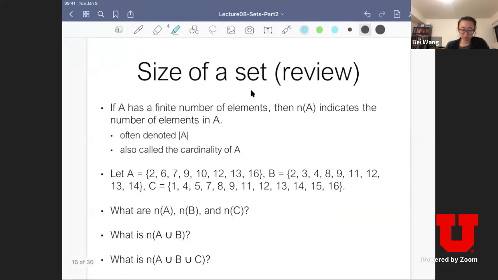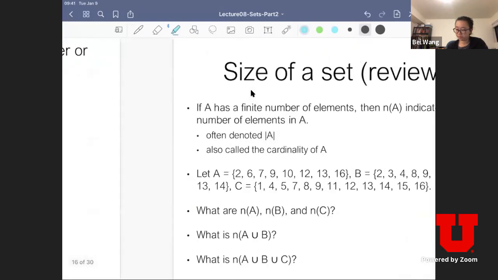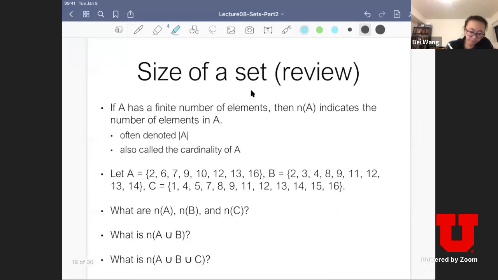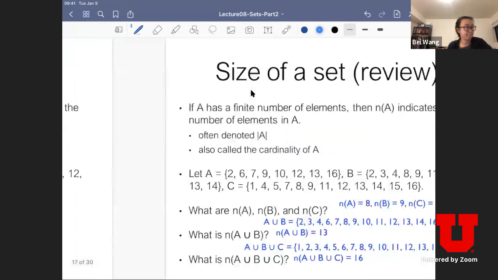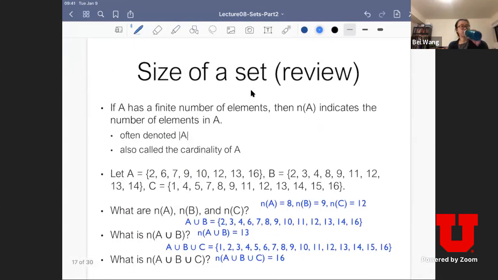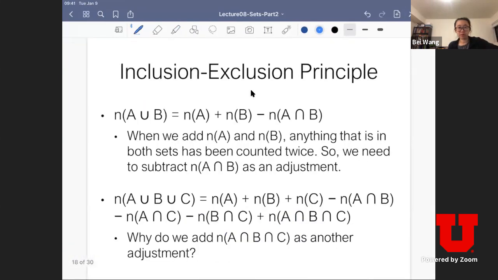So this is just extra space for you to practice on your own. This is just a quick review. We kind of did this for part 1 already, but just to recall, we use n of A to denote the size of a set A. The next quick review is the inclusion-exclusion principle, which we also went through in our example, but it's very important to remember.